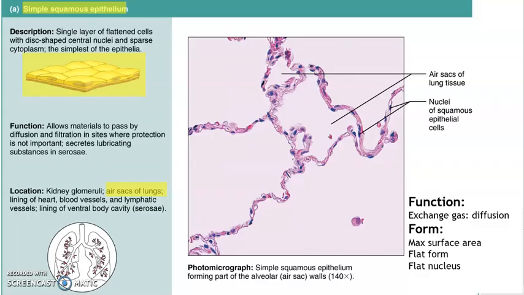Let's look at that from a drawing of a tissue to a slide of a tissue. This is of the air sacs of the lungs. This is actually an air sac. The air sac is bounded by one layer of squamous cells that is diffusing gas back and forth along that very simple basal membrane and squamous cell tissue. If you think about the function of exchanging gas, you're going to want maximal surface area. You're going to want a flat squamous squished cell and a flat nucleus there as well.